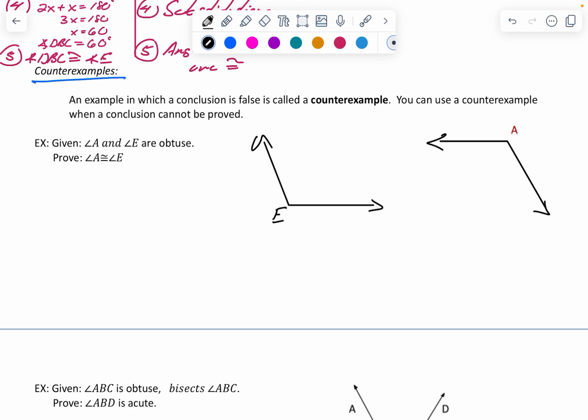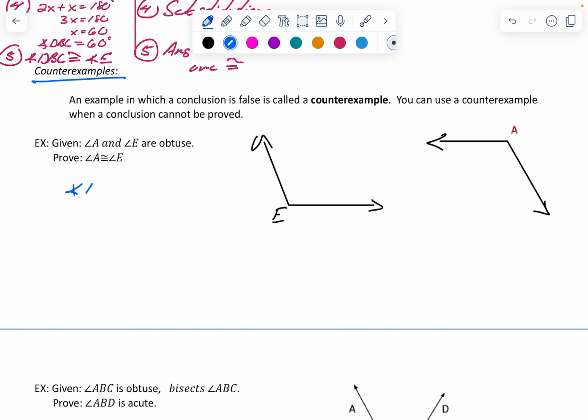Can we prove that angle A is congruent to angle E? Well, we can't, because there's no measurements given here. We don't know what the measurements of them are. We could say, well, who knows? What we can do is make up a counterexample. So if we can show a specific example where A and E are obtuse but not congruent, we can show that it's false and it can't be proved.